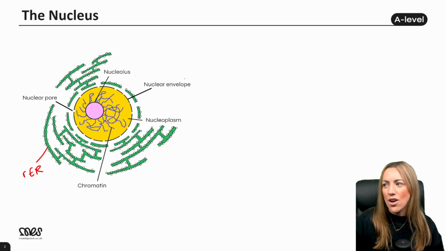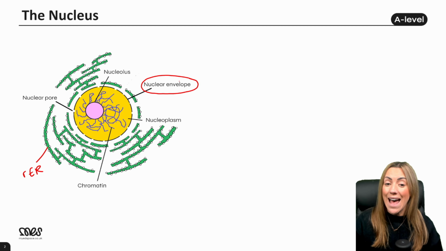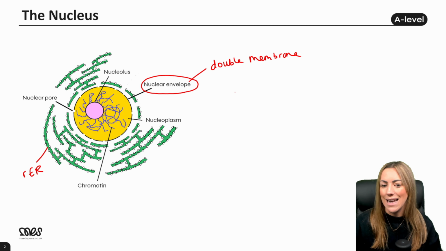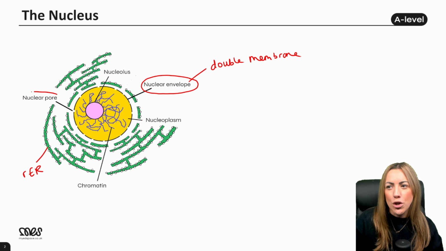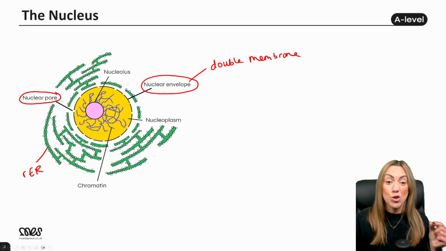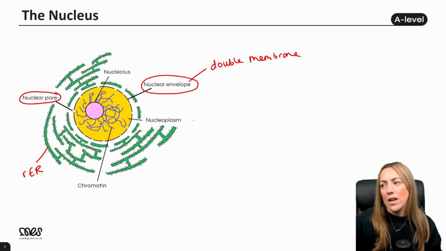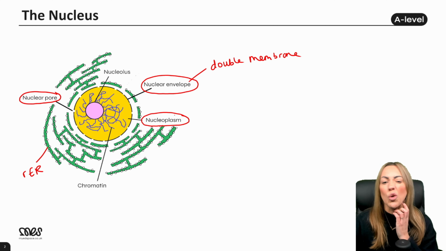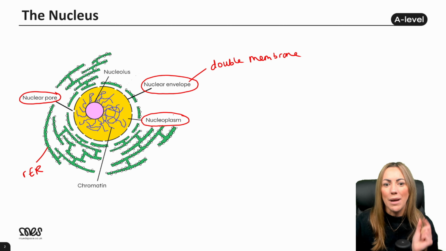So let's start here. Around the outside of the nucleus is what we call the nuclear envelope or the nuclear membrane. And this is a double membrane. So we have two phospholipid bilayers that form the nuclear envelope. In the nuclear envelope, there are nuclear pores, which are literally little gaps in that nuclear envelope. Filling the nucleus itself, we've got the kind of liquid, jelly-like or granular substance, which is the nuclear plasm.